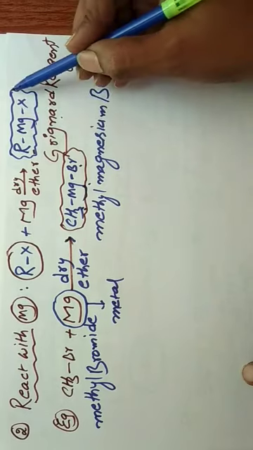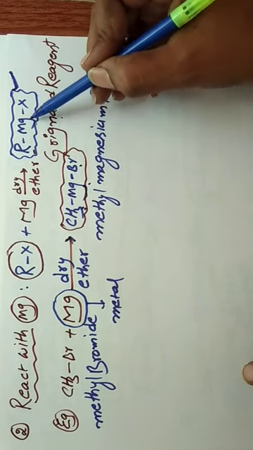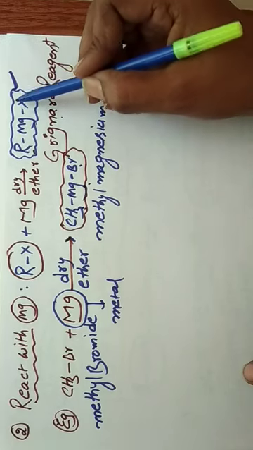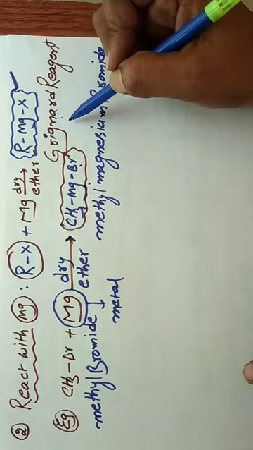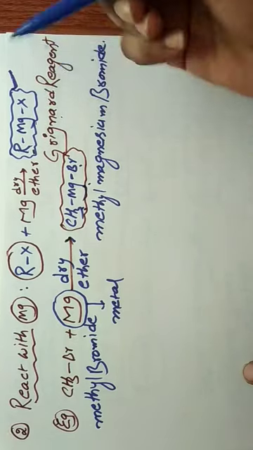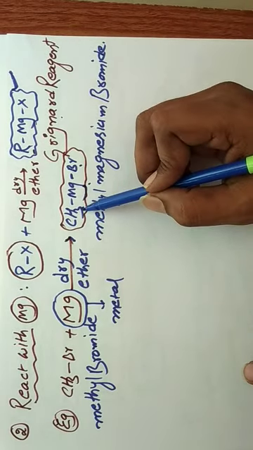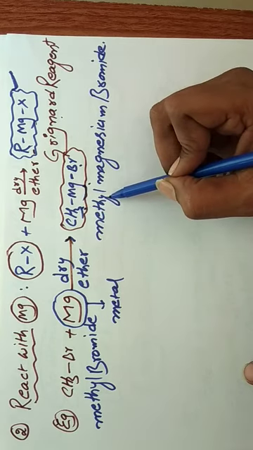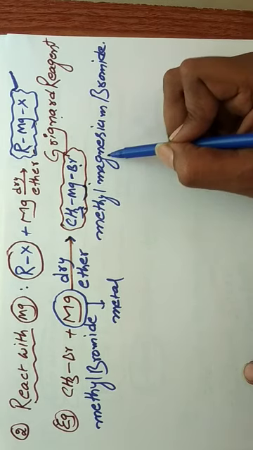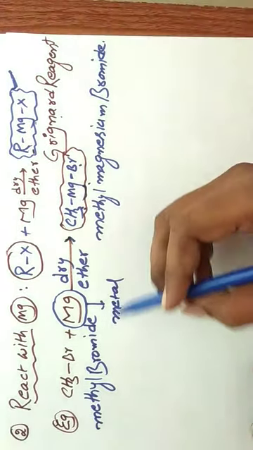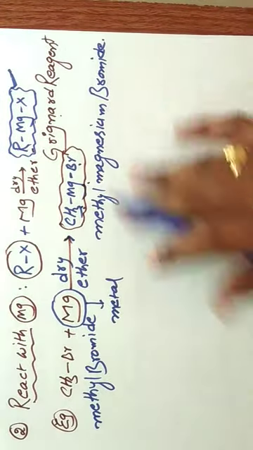What is the general formula of Grignard reagent? RMgX. R is the alkyl group, then magnesium metal, and halogen atom. This combination is generally called Grignard reagent. Depending on the name, instead of CH3 we take methyl, Mg magnesium, Br bromide: methyl magnesium bromide. This is the second reaction.